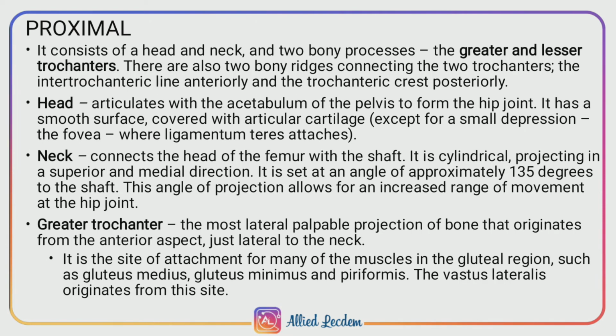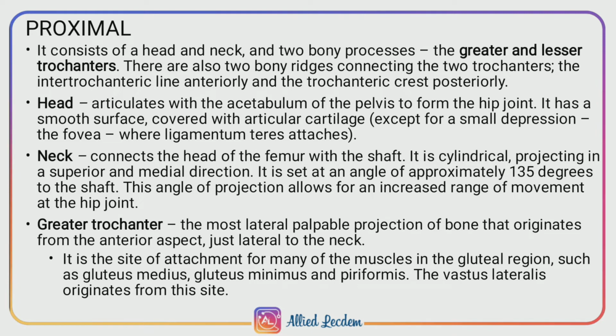Next are the parts of the femur bone. The first thing we'll concentrate on is the proximal part. It consists of the head and neck and two bony processes, the greater trochanter and lesser trochanter. There are also two bony ridges connecting the two trochanters. They are the intertrochanteric line anteriorly and the trochanteric crest posteriorly. So, the first is the head.